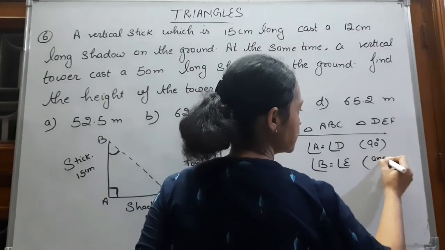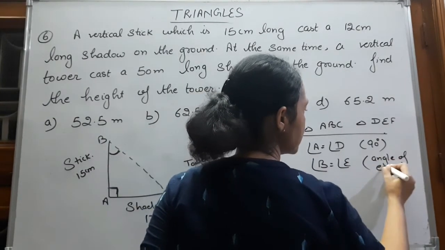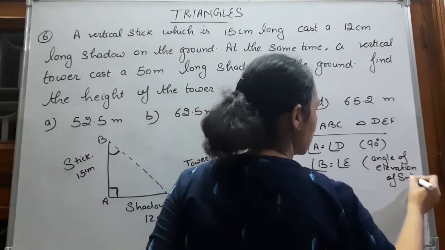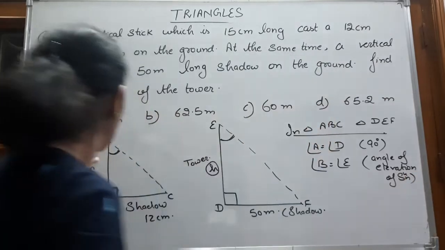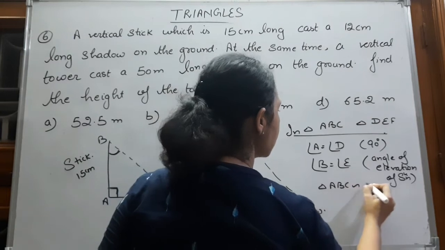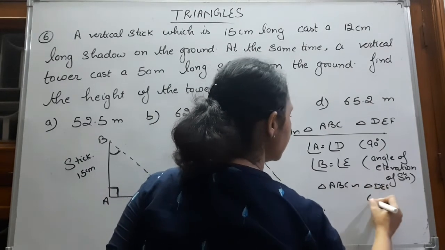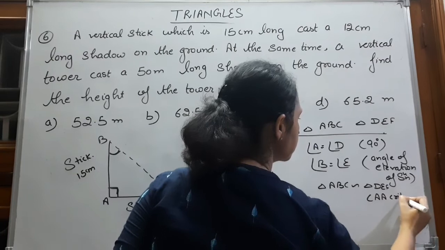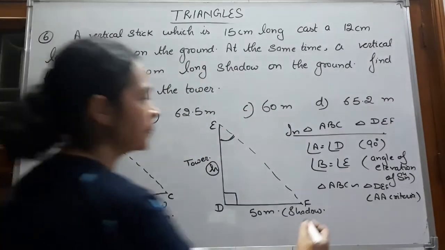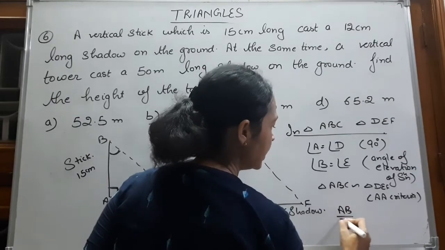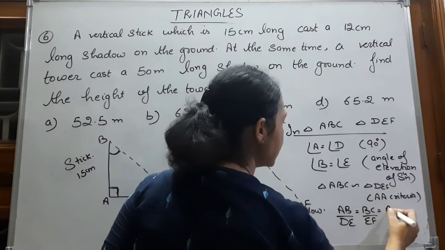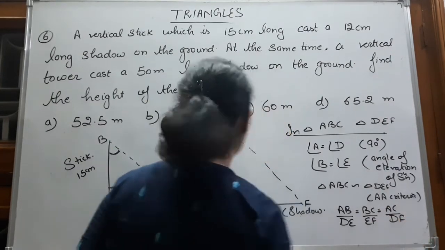Angle of elevation of sun. Now, two angles are equal. So, triangle ABC is similar to triangle DEF by AA criteria. If two triangles are similar, their sides are proportionate. So, AB upon DE equals BC upon EF equals AC upon DF.